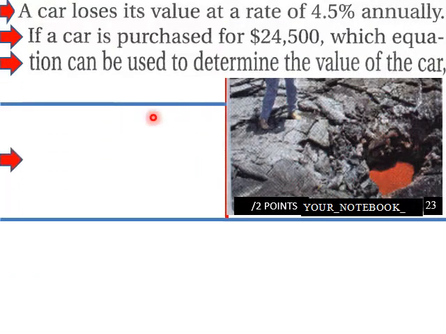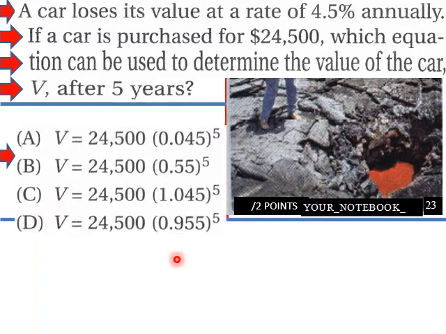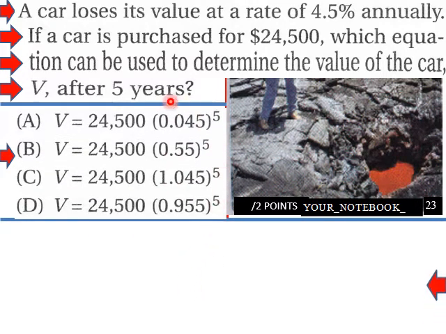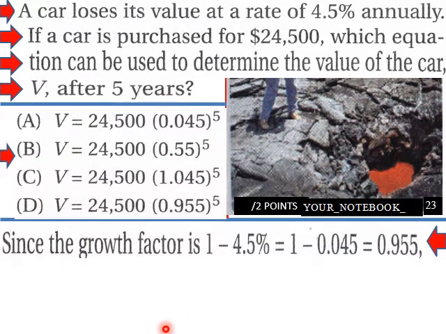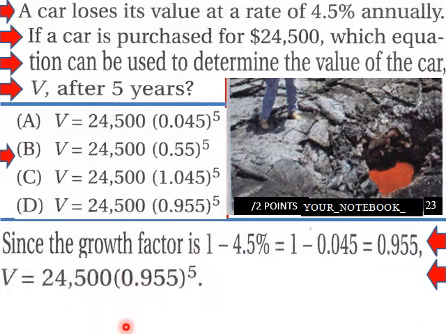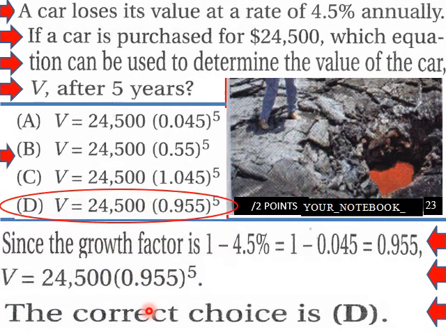A car loses value at a rate of 4.5% annually. After 5 years, what will be the amount? So it's a decay function, we know that. So it'll be 0.955. So V would equal 24,500 times this decay factor here. The correct choice would be D right there.